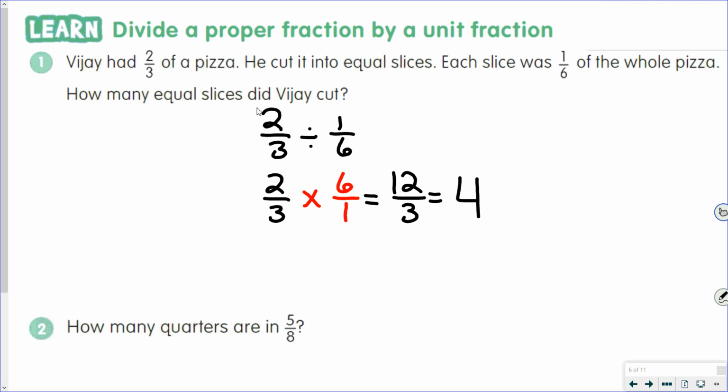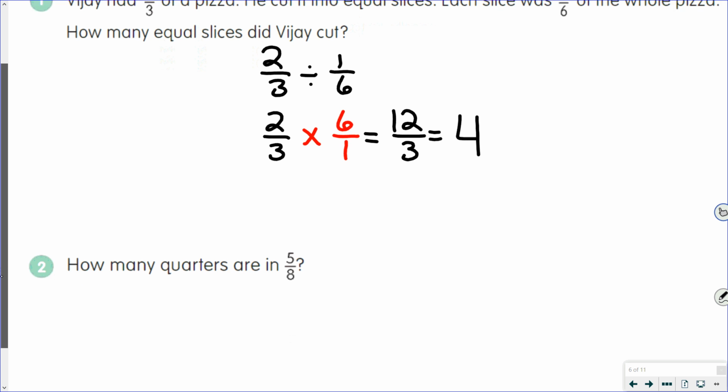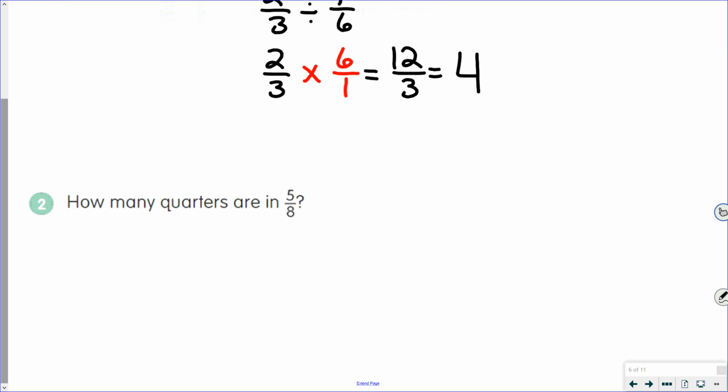So we can wait until the end to simplify if we want to. We don't have to simplify at the multiplication stage, although there are many times when it is beneficial to simplify early because you do tend to work with smaller numbers then.